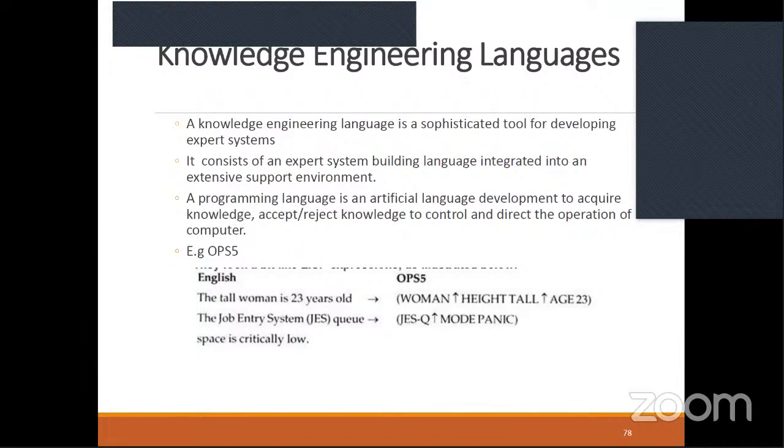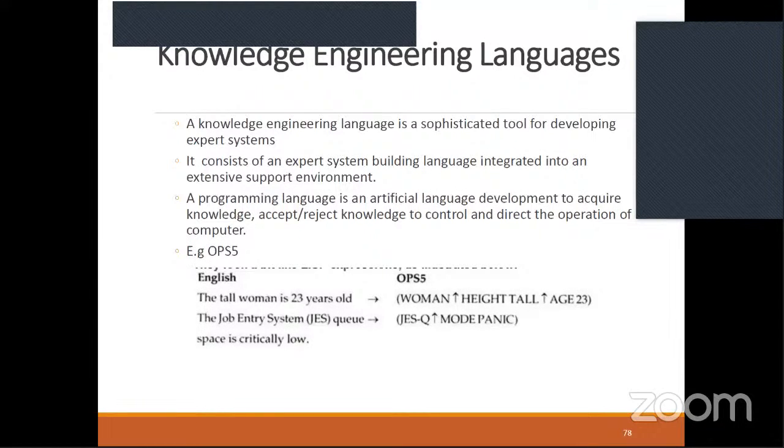Okay, then there's another sentence, the job entry system queue space is critically low. So it will say job entry system JESQ mode panics. So that means if the space is critically low, you need to go into panic. So this is known as a knowledge engineering language. So knowledge engineering language is a sophisticated tool for developing expert systems.